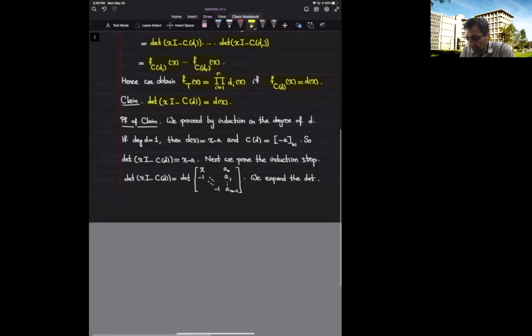I need to compute the determinant of this matrix. X on the diagonal, negative ones just below the diagonal. On the diagonal, I have x's till I get to the last column, where I get a sub 0, a sub 1, and so on, and the last entry is x plus a sub m minus 1.